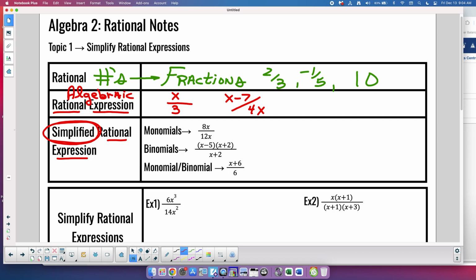Okay. So here's what you're going to do right now. You're going to reduce. All right? Now I want you to notice something. On the top of the fraction, you have what? A monomial. On the bottom, you have what? A monomial. The second you see monomial over monomial, you are allowed to reduce it. Okay? Now, 8x over 12x.